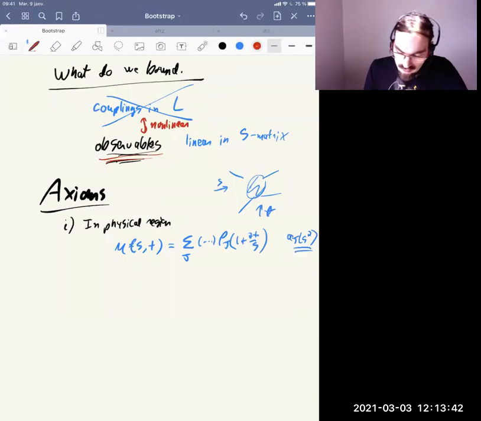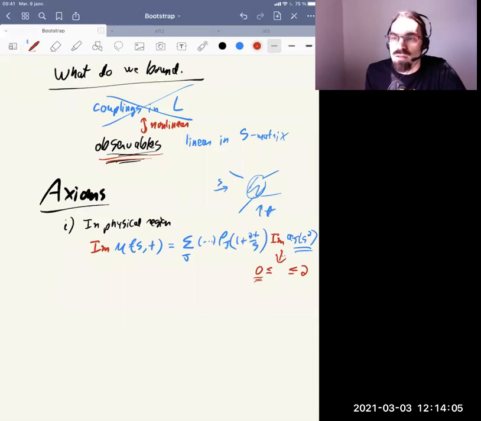In our method, we're only going to use the imaginary part of this equation, and we're going to use specifically that the imaginary part, in some appropriate normalization, is a number between 0 and 2. And today we'll mostly be looking for implications of the 0 on the left. The 0 on the right is like the strong coupling bounds that we'll not discuss today.